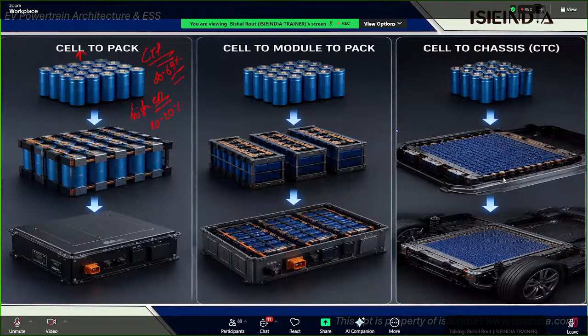But implementing any kind of thermal solution with this particular pack is very, very difficult.